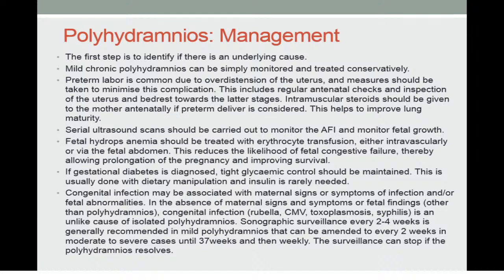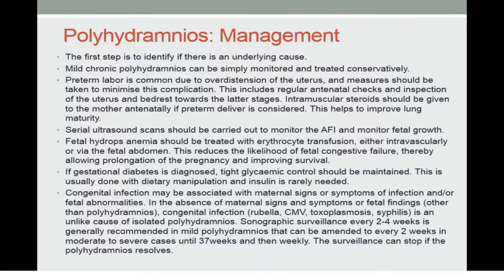And management: what to do if we made a diagnosis of polyhydramnios. The first step is to identify if there is an underlying cause. Mild chronic polyhydramnios can be simply monitored and treated conservatively. Preterm labor is common due to overdistension of the uterus, and measures should be taken to minimize this complication. This includes regular antenatal checks and inspection of the uterus and bed rest towards the late-term status. Intramuscular steroids should be given to the mother antenatally if preterm delivery is considered. This helps to improve lung maturity.